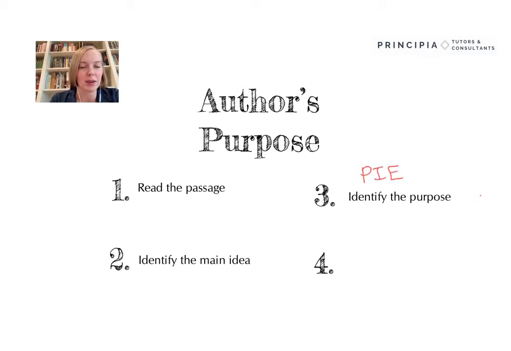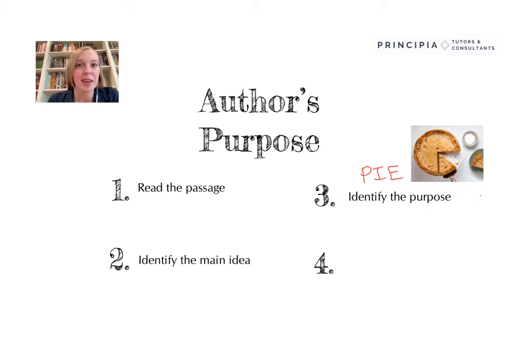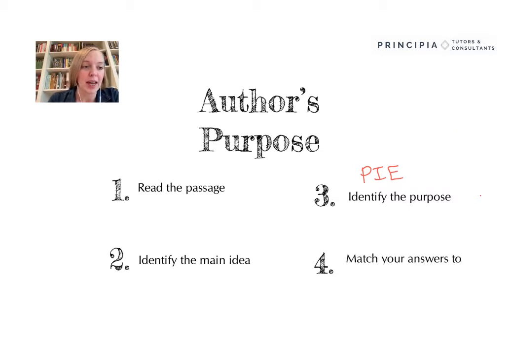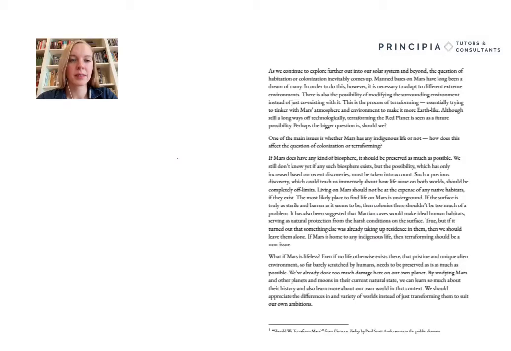If you need an easy way to remember those three purposes, note that they spell out the acronym PIE. And then fourth, after you've done that, you're going to match your answers: what did you say for your purpose and what did you say for your main idea, combine them and see which answer choice matches best. All right, so let's try this out in the context of a passage. As we said before, our first step is to read the passage. So you can go ahead, pause the video, and do that now.